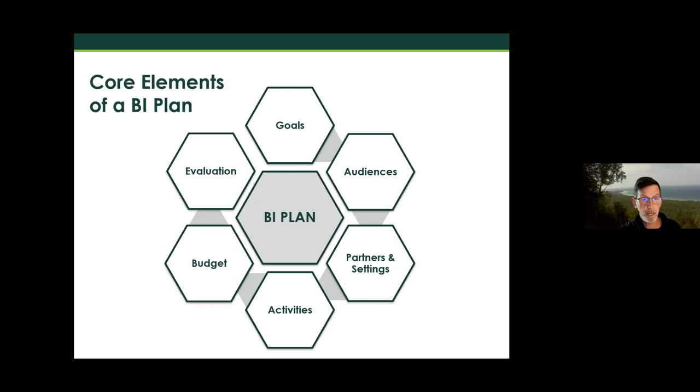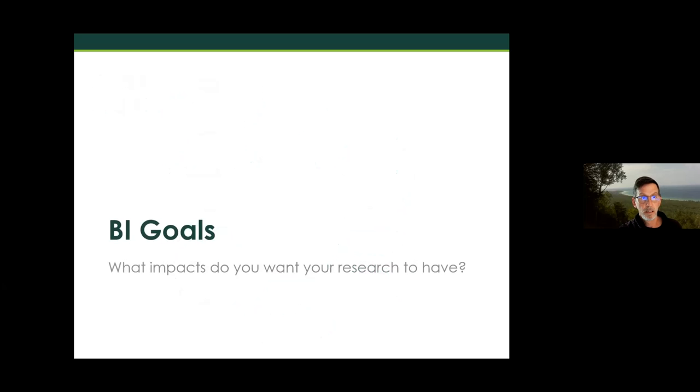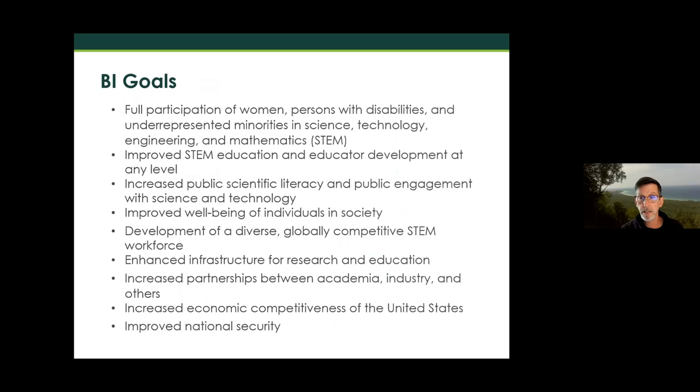So let's talk about goals. The National Alliance for Broader Impacts identified 9 broad BI goal areas. And I think it's important for you to familiarize yourself with these to get a sense of potentially where you want to achieve your broader impacts.